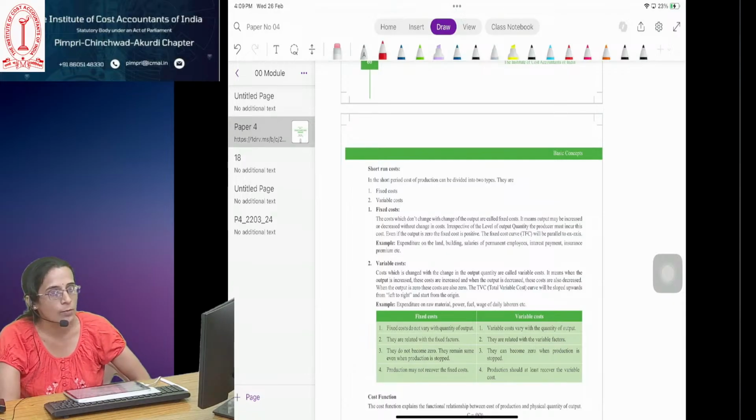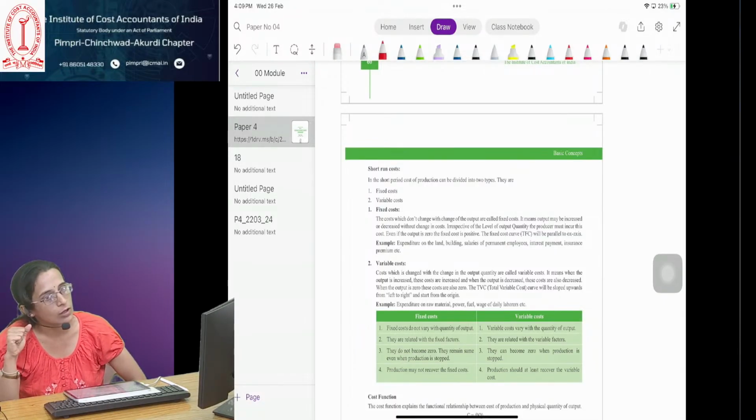Now what we saw, if the output is 0, what will be fixed cost? Fixed cost will remain fixed. It will remain the same. Just remember, it is a fixed cost, so it is not going to change. It is fixed only. Even though output is 0, if fixed cost is 1 lakh, it will remain 1 lakh only. Even if we don't produce anything as an organization, we have to bear the fixed cost.